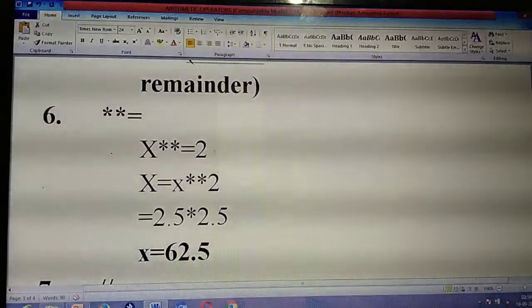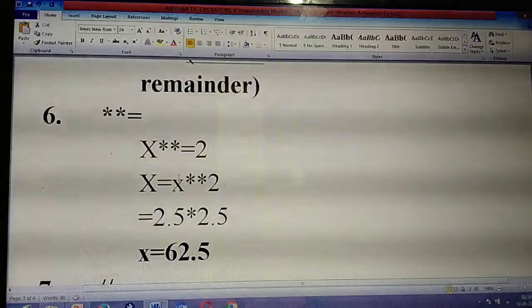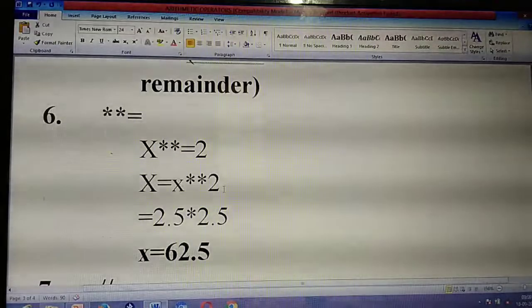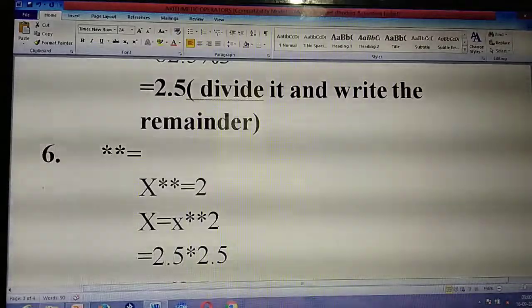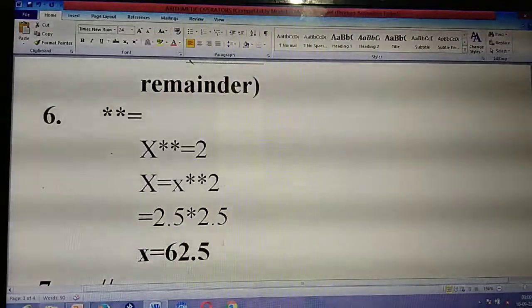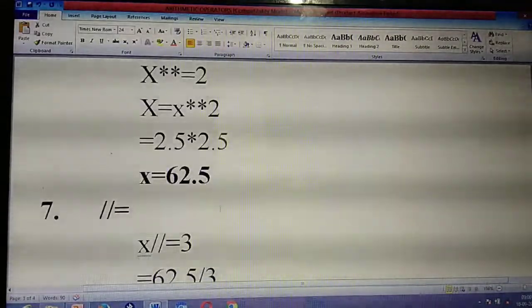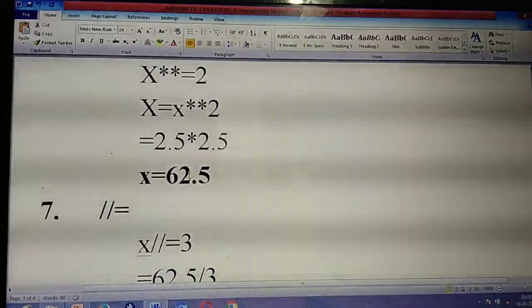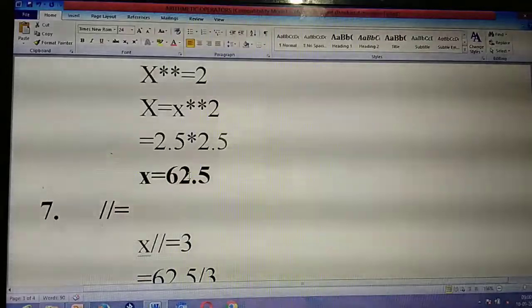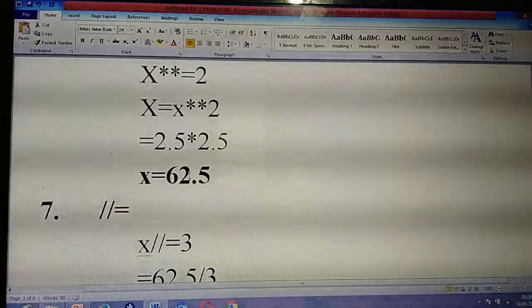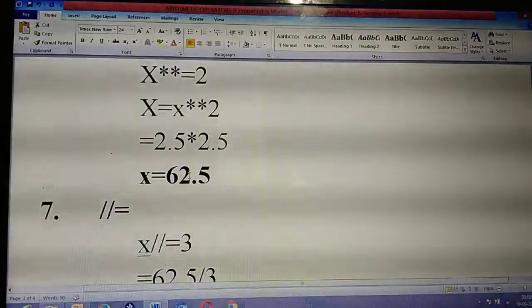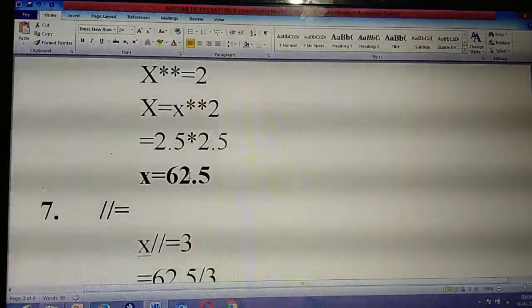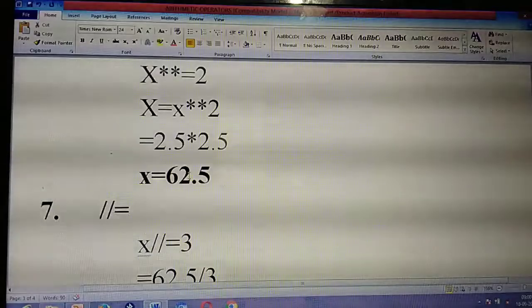So what's the meaning of x double star equal to 2? That means x double star into 2. What's the value of x you got at last? 2.5. So 2.5 into 2.5. What's the value of 2.5 multiplied? The answer will be 6.25. Understand?